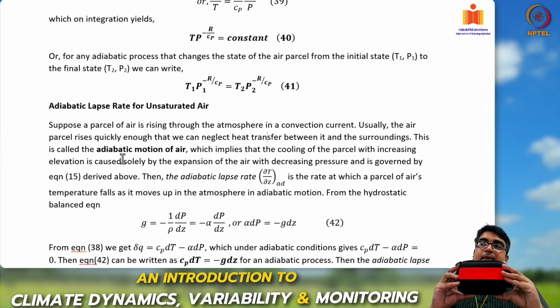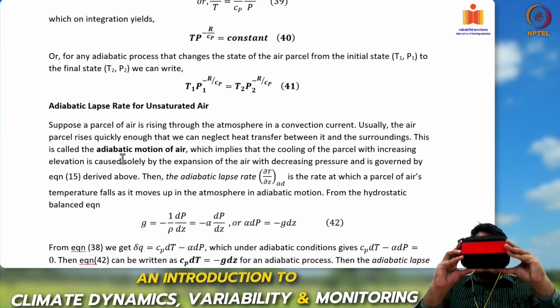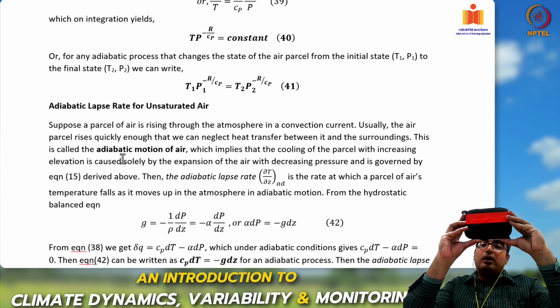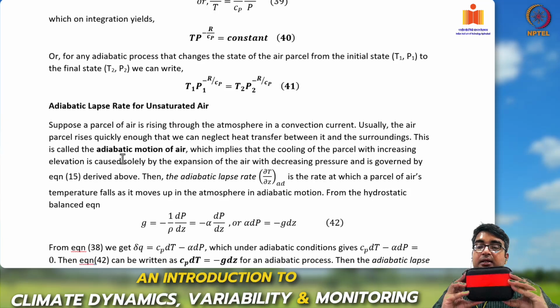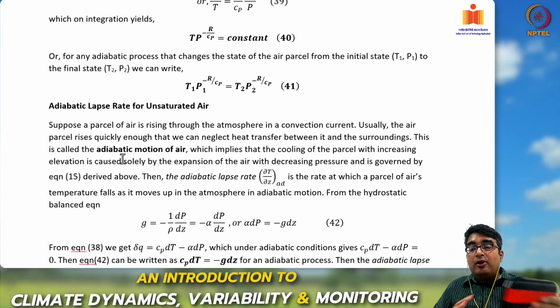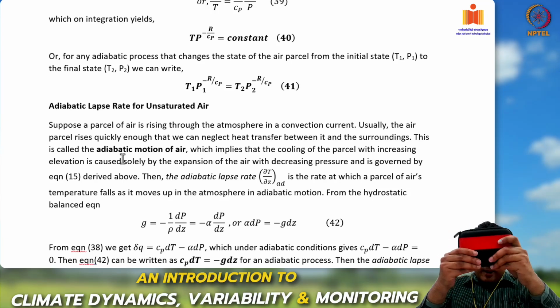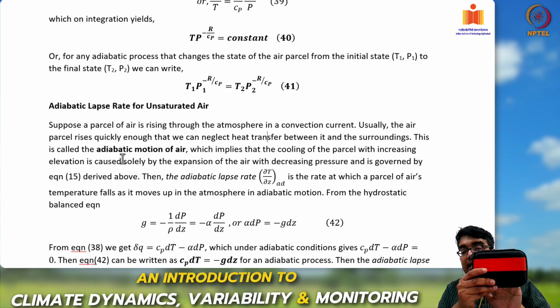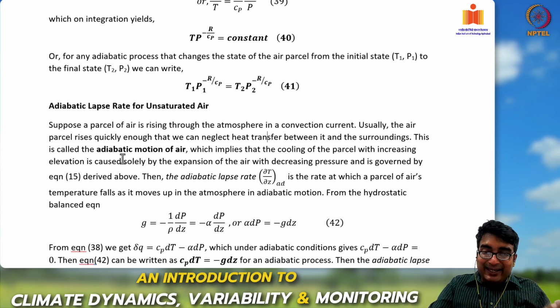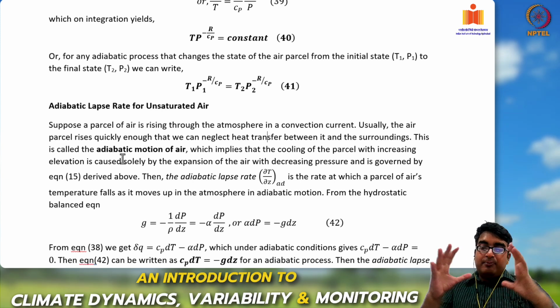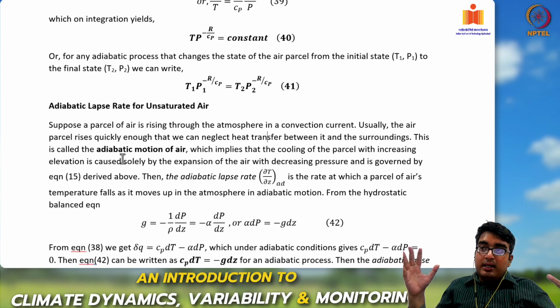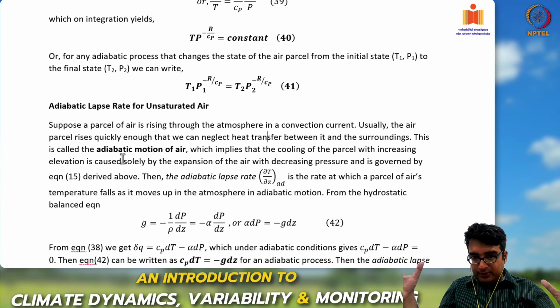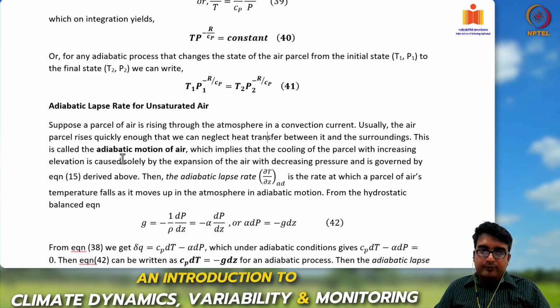This rectangular volume contains a certain mass of air, and this mass of air is rising upwards in altitude in a vertical column of air. Now this movement is usually quite rapid and there isn't a significant heat transfer between this air parcel and the surrounding air. Hence we can neglect the heat transfer between this air parcel and the surrounding air. This is a simplification, but let's go with the simplification and see what happens.